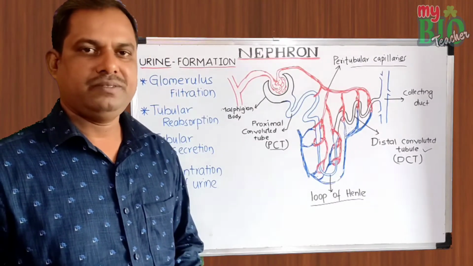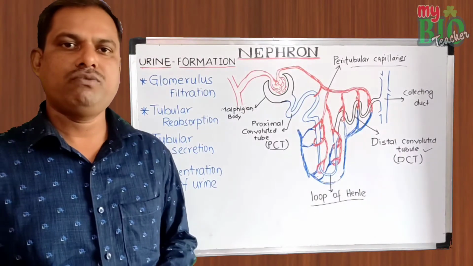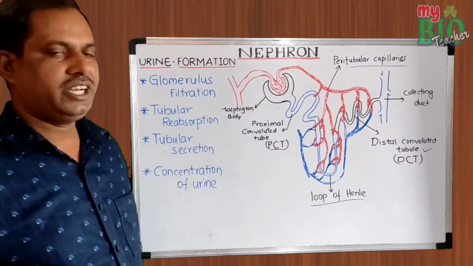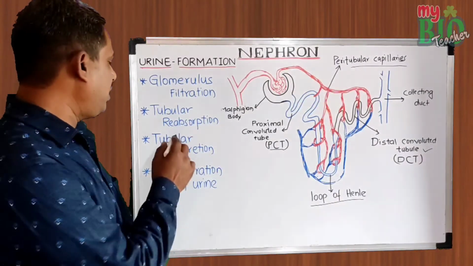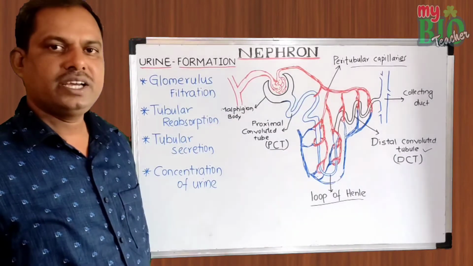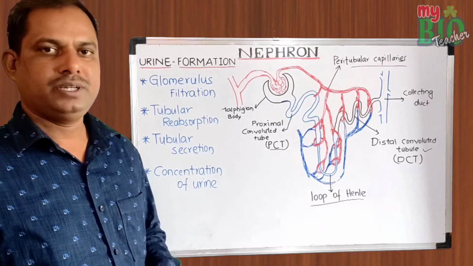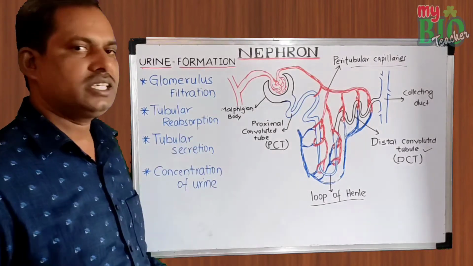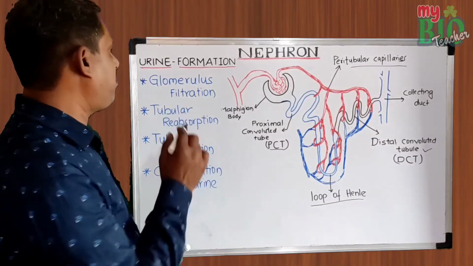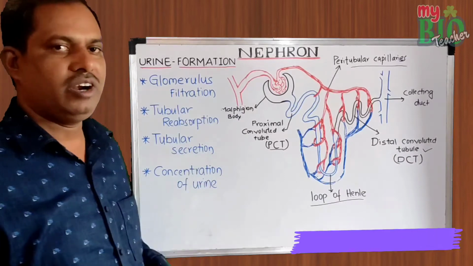Urine formation. Formation of urine involves 4 stages: glomerular filtration, tubular reabsorption, tubular secretion, and concentration of urine. Let us discuss each topic in detail. The first step in urine formation is glomerular filtration.